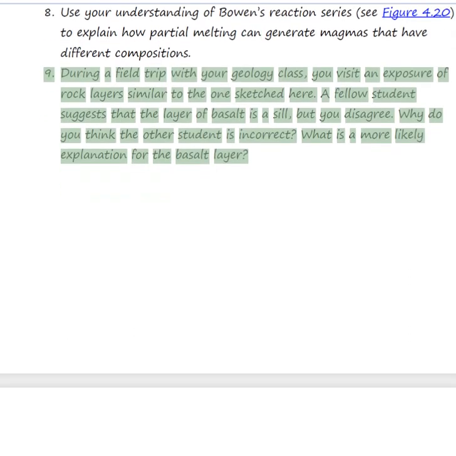9. During a field trip with your geology class, you visit an exposure of rock layers similar to the one sketched here. A fellow student suggests that the layer of basalt is a sill, but you disagree. Why do you think the other student is incorrect? What is a more likely explanation for the basalt layer?